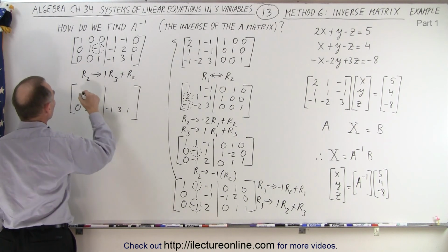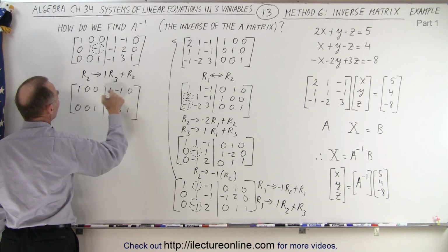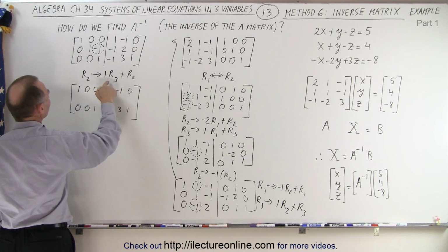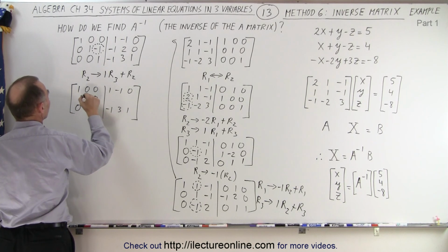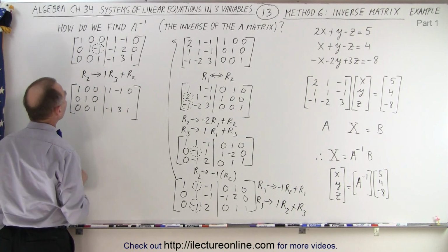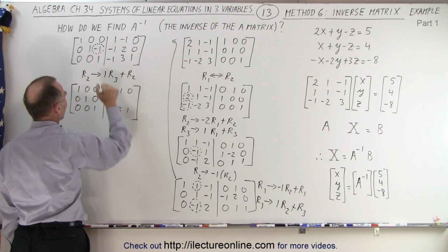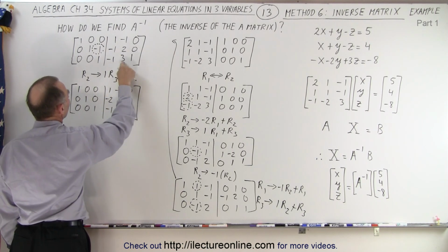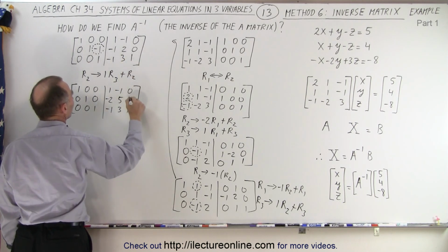Row 1 is not changing. I get 1, 0, 0, 1, negative 1, 0. Row 2 is changing. I take 1 times row 3, that's 1, add it to negative 1, I get 0. This stays at 1 and 0. Here, 1 times negative 1 is negative 1, add to negative 1 gives me negative 2. 1 times 3 added to 2 gives me 5. 1 times 1 added to 0 gives me 1.